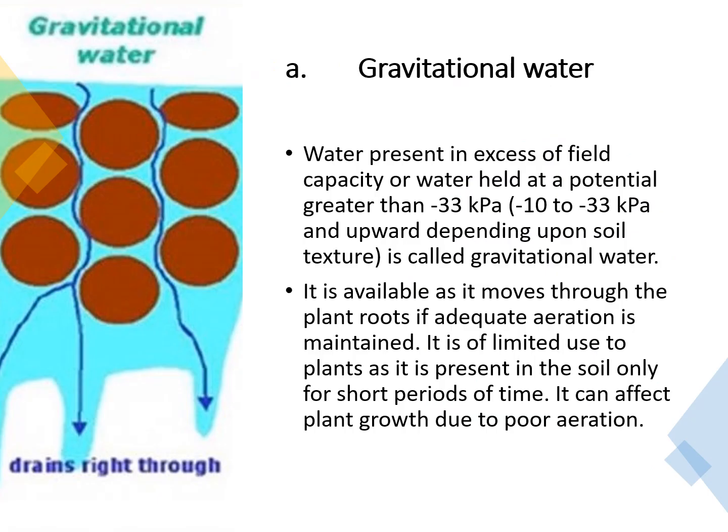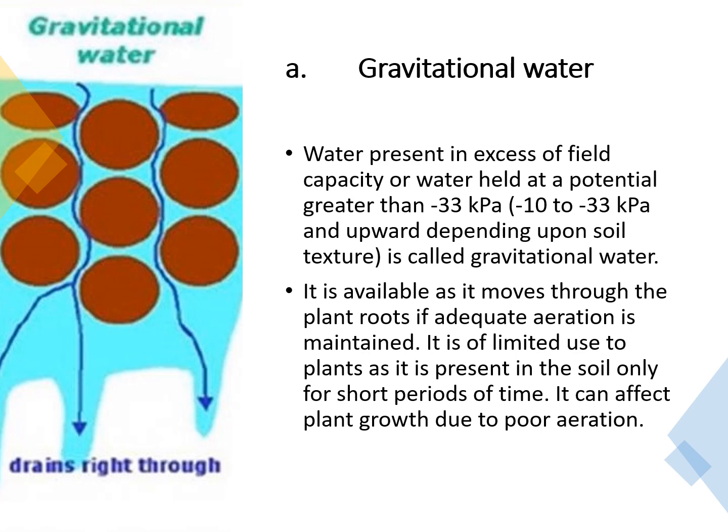Looking at gravitational water: water present in excess of field capacity, or water held at a potential greater than minus 33 kilopascal, is called gravitational water. This Pascal is basically potential, we will discuss it later on. It is available as it moves through the plant roots if adequate aeration is maintained. It is of limited use to plants as it is present in the soil only for a short period of time. It can affect plant growth due to poor aeration.